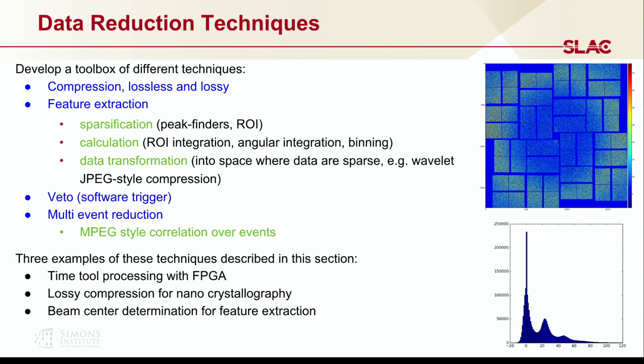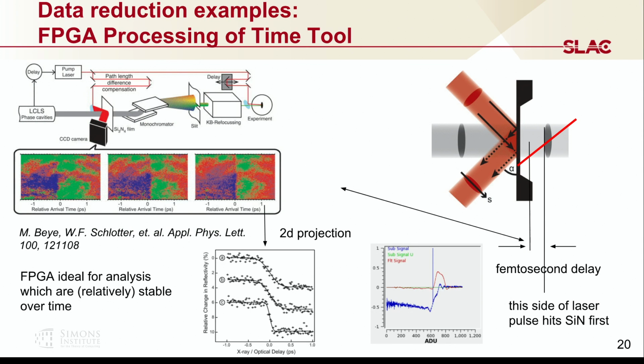We will talk about what it means to do lossy compression for nanocrystallography from a reconstruction point of view, and what we are trying to do to do angular integration, which ends up requiring beam center determination. There are roughly 20-25 experimental techniques that we have identified. I will go through 3 of them, otherwise it becomes overwhelming.